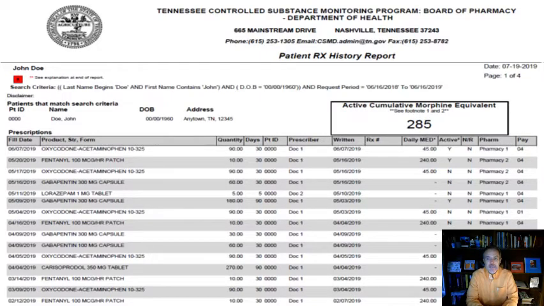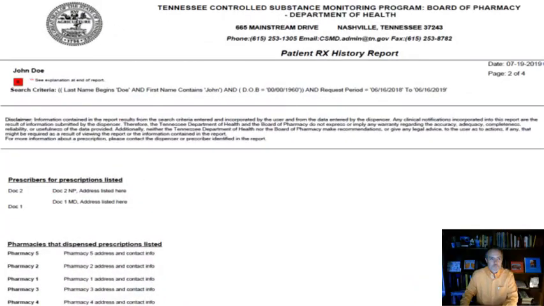So there's a lot of information here. The prescribers for prescriptions listed are listed there. It will list the doctor's name and address and any relevant credentials. And then below that, it will list the pharmacies that dispensed the prescriptions listed and their address and contact information.